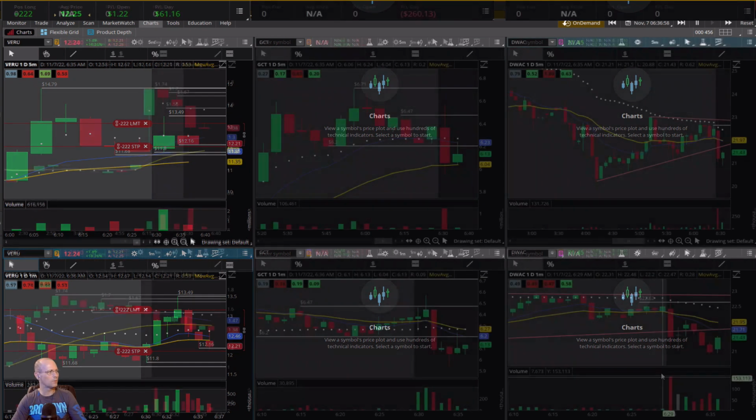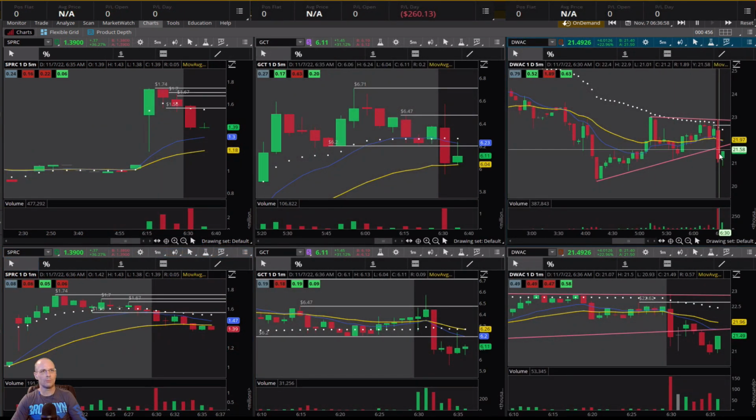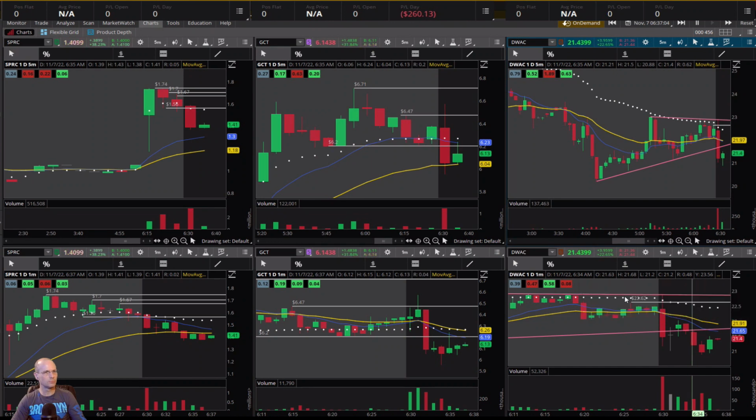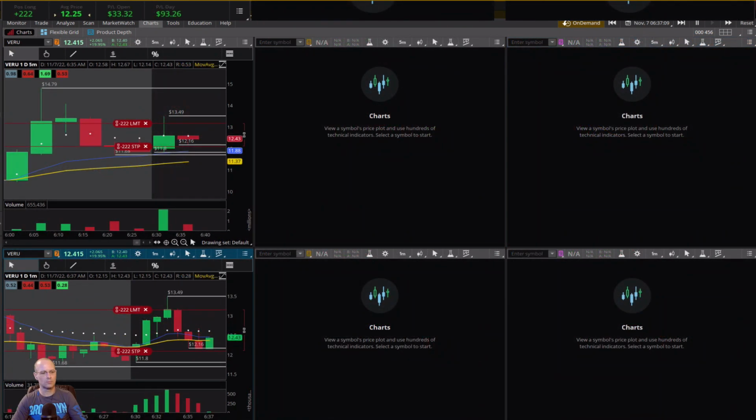DWAC broke down below this ascending line, and now coming back up for a back test. So I could take the profit here, and I probably should on VERU, but I'm risking $33. I think that's worth the risk to see if this is going to work, because I could potentially make 200 or more than that.